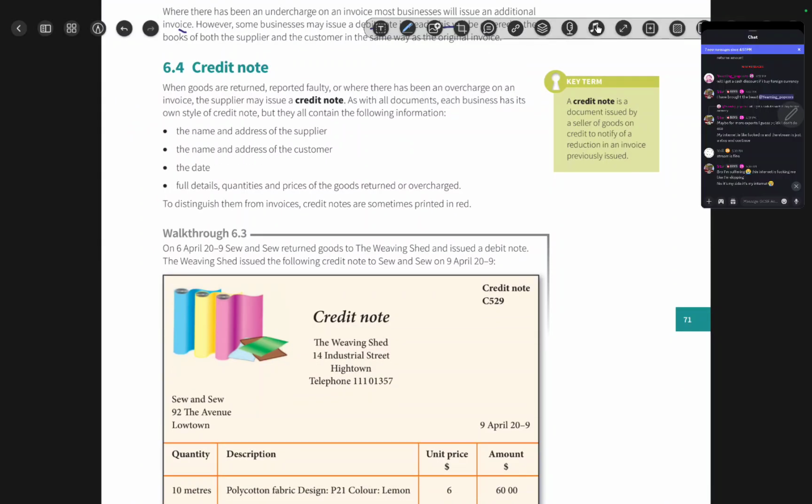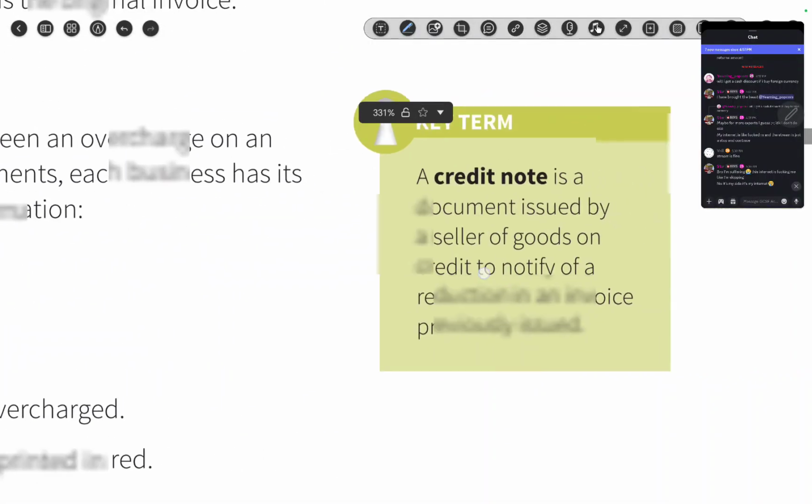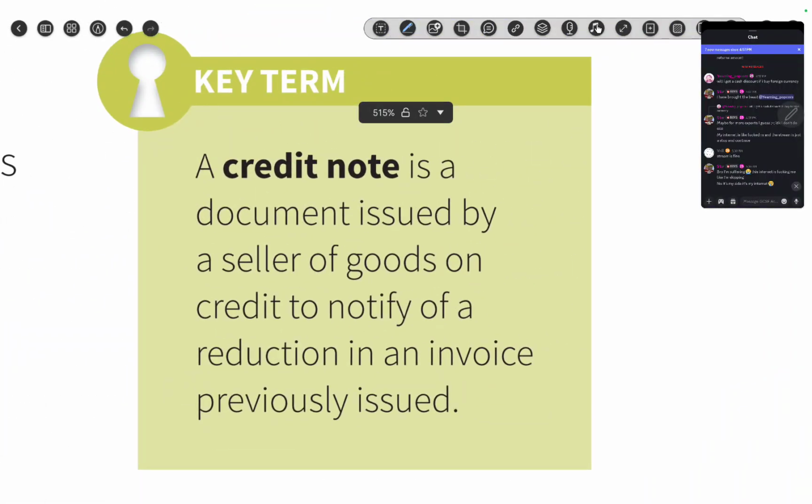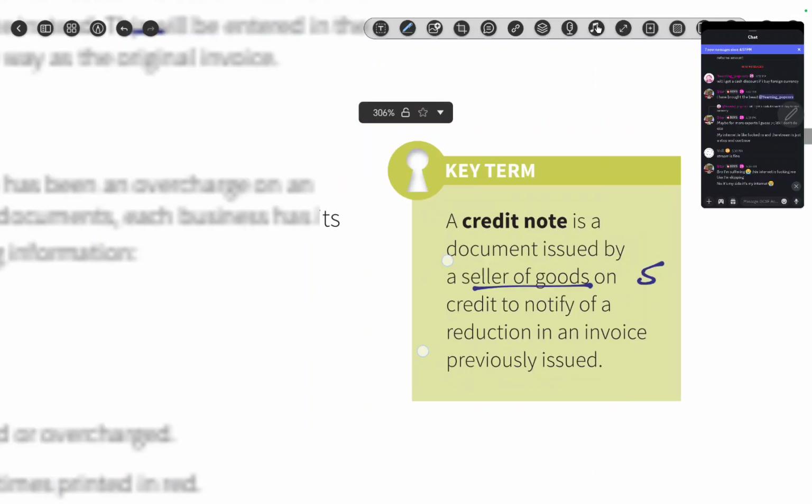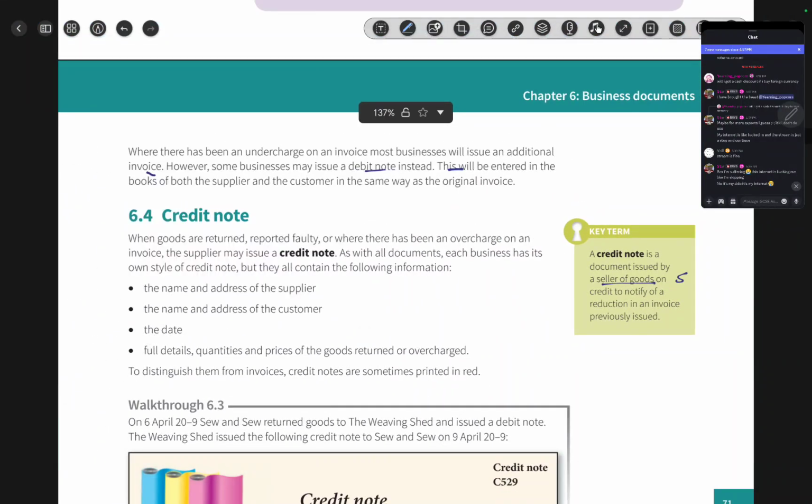Alright, a credit note is a document issued by a seller of goods. So before, the debit note was issued by the buyer, the customer, and now it's issued by the seller, which is the supplier, on credit, to notify of a reduction in an invoice previously issued. So first it was to request, and now it is to notify. First the customer requested a reduction in an invoice previously issued, and now the supplier is notifying. So it's an answer to the debit note. A credit note is basically a response to the debit note.